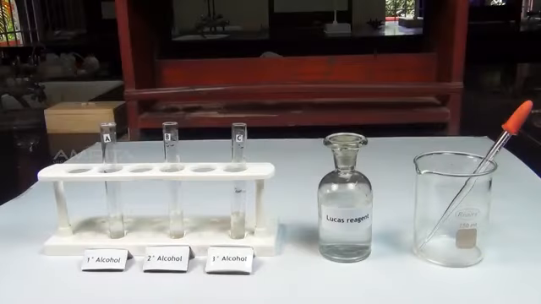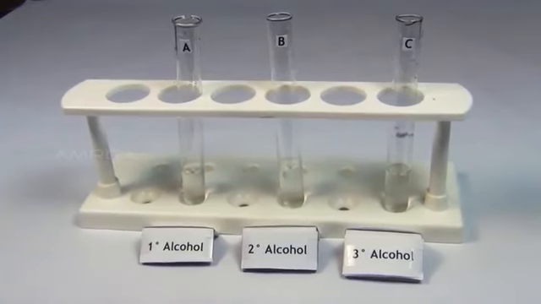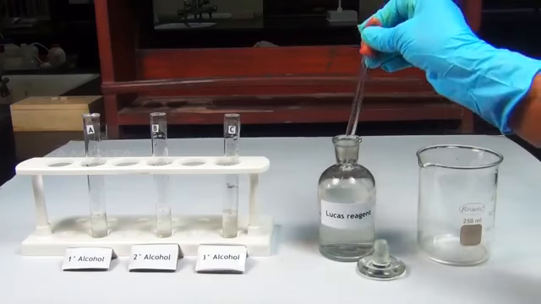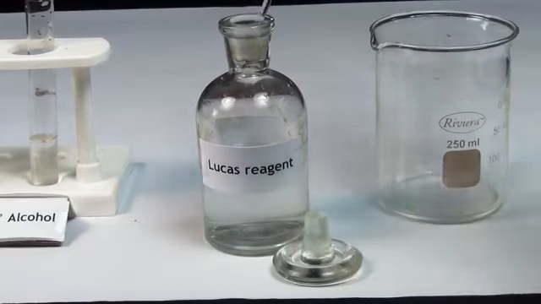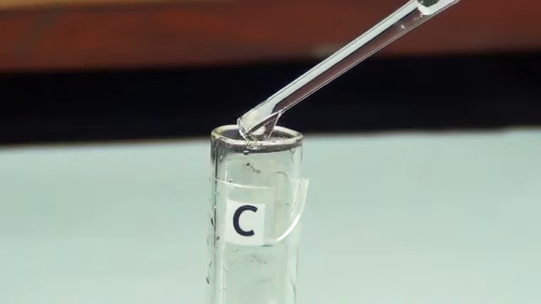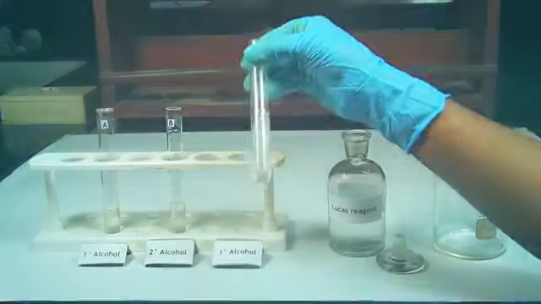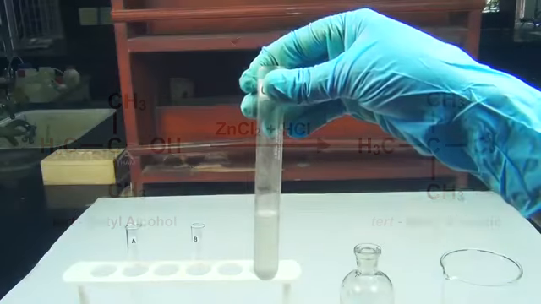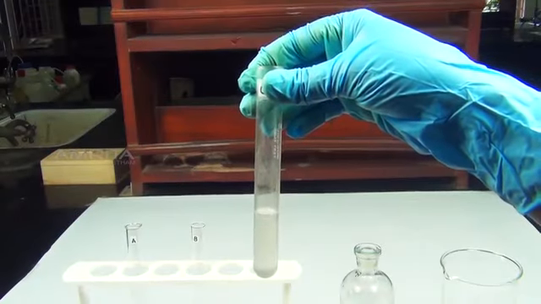Procedure: take a small quantity of primary, secondary and tertiary alcohol in 3 different test tubes labeled as A, B and C. Using the dropper, add a small quantity of Lucas reagent into tertiary alcohol taken in test tube C. Shake the test tube well. Tertiary alcohol reacts instantaneously with Lucas reagent to form alkyl chloride, which being insoluble results in cloudiness in the solution.